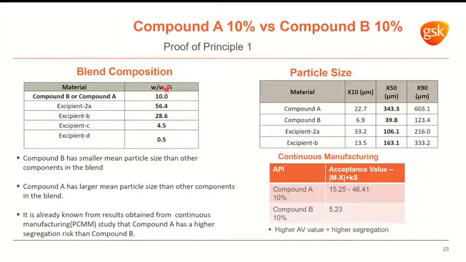So here is the blend composition of compound A or B. Everything in compound A and B is the same except for the fact that one is compound A and one is compound B. All the excipients have the same composition, same size, and everything else is the same. But if you see over here, compound A has a much larger particle size, 343 micrometer, whereas compound B has a smaller particle size of 39.8 micrometer.